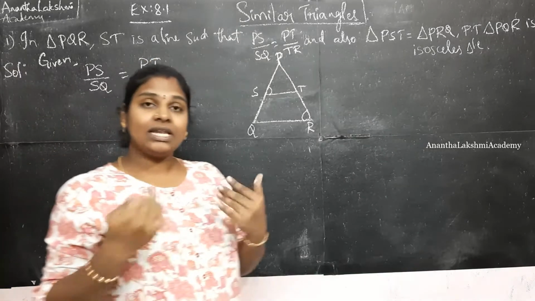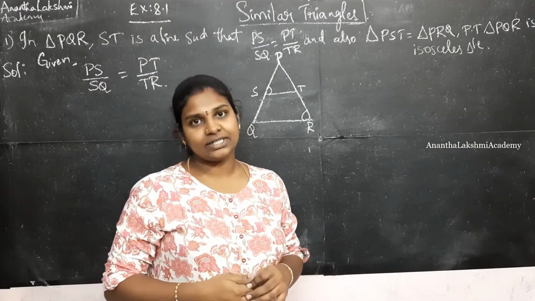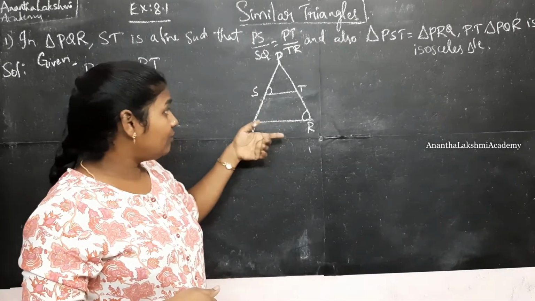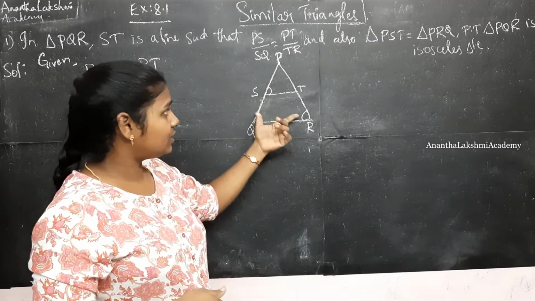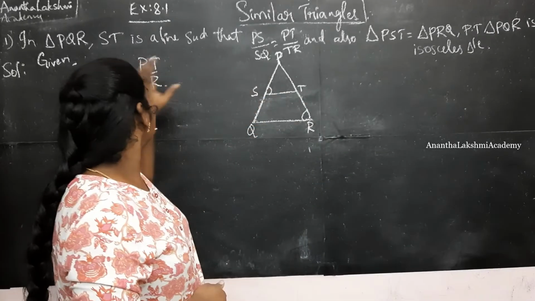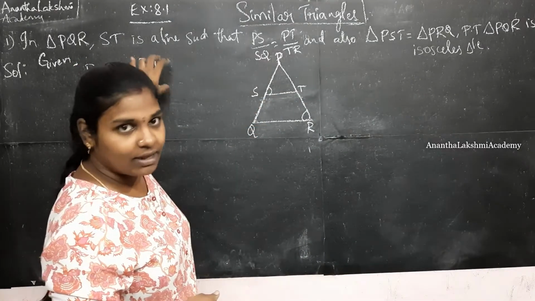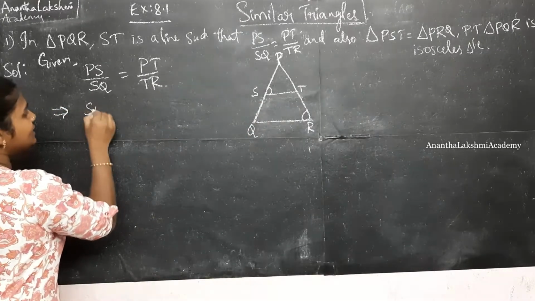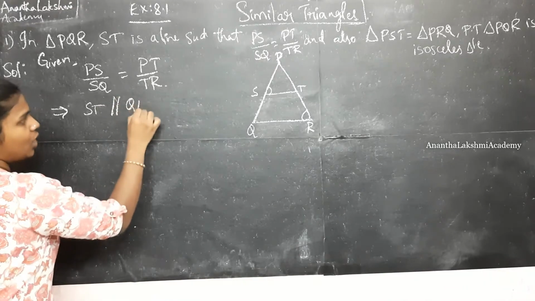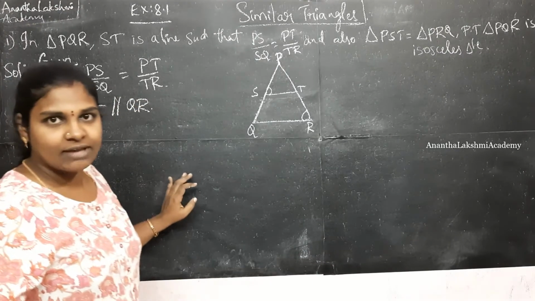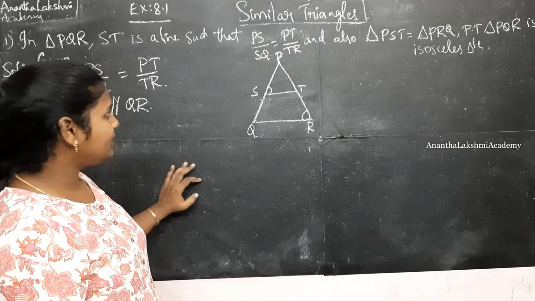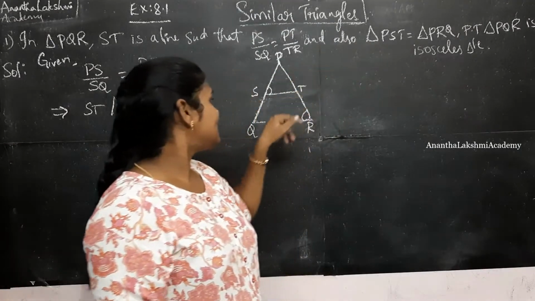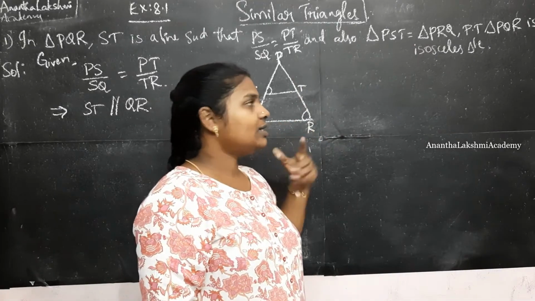When we learnt the converse of the basic proportionality theorem, what did we learn? When a line intersects the other two sides of a triangle such that the ratio of the sides are equal, then this line will be parallel to the third side, which implies ST is parallel to QR, isn't it? That's what we have learned in the converse of the basic proportionality theorem.